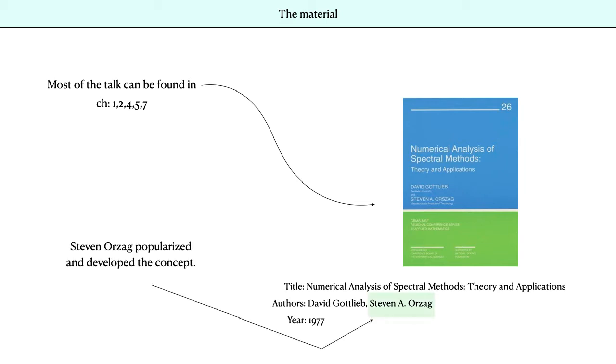Stephen Orszag, one of the authors of this book, is sort of the father figure of spectral methods. He was not the first to implement them, but he popularized the concept at the end of 1969, I think, according to Wikipedia. Okay, let's start with an example.